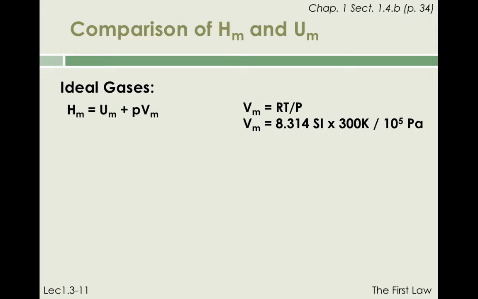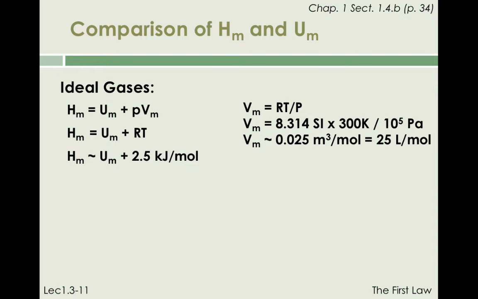We use the SI unit for R equal 8.3145 joules per mole per Kelvin and obtain 0.025 cubic meter per mole or 25 liter per mole for the molar volume. Now the molar enthalpy, Hm, can be expressed as Um plus PVm, hence as Um plus RT. Under standard ambient conditions, the difference between the molar enthalpy Hm and the molar energy Um is therefore 2.5 kilojoules per mole.